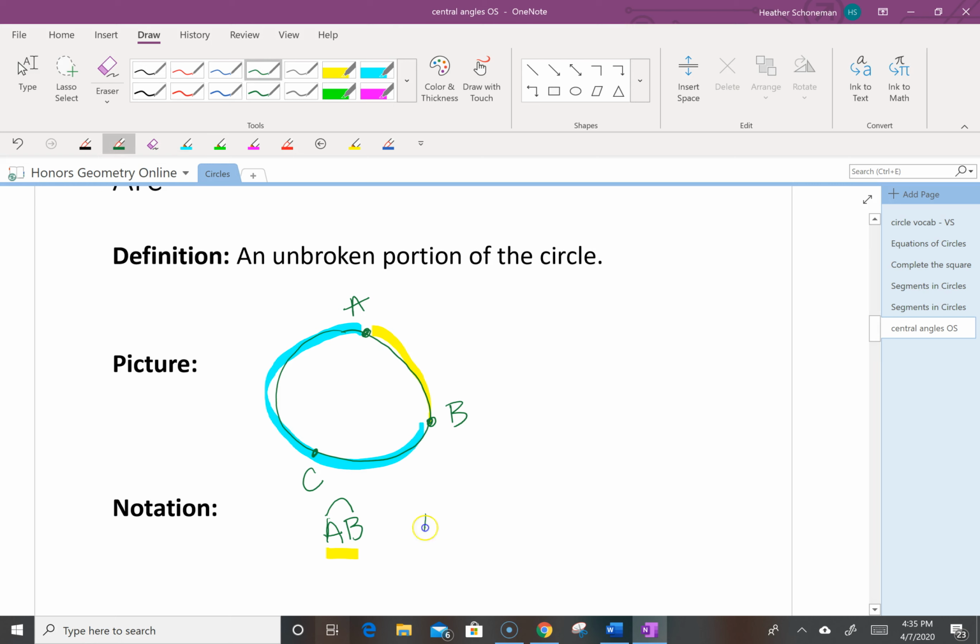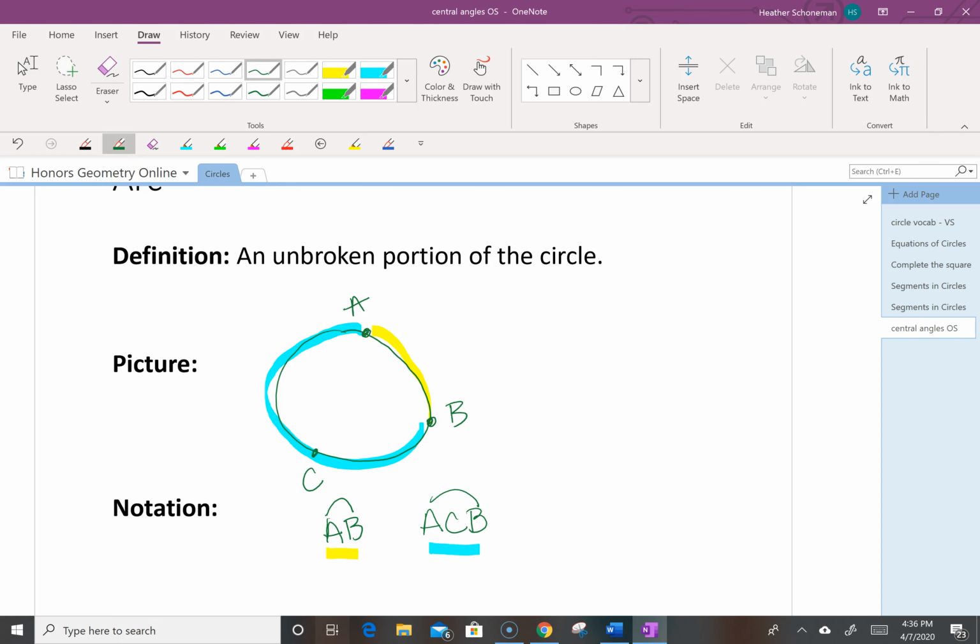And so to name that one, I would have to use 3 letters. And when I use 3 letters, that means that my arc starts at A, goes through C, and ends at B. So 2 letters is the shortest distance between the 2 points. 3 letters starts at the first, goes through the middle, ends at the last. 2 letters is used anytime you have an arc less than half the circle. And 3 letters is used anytime you have an arc more than half of the circle.